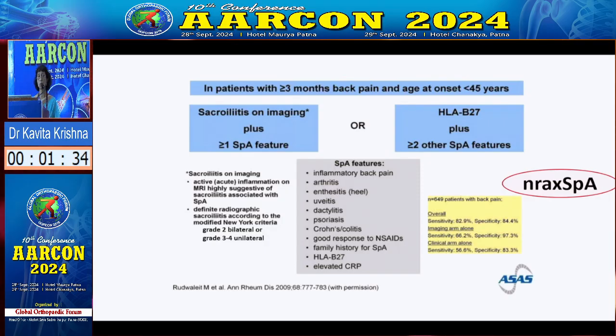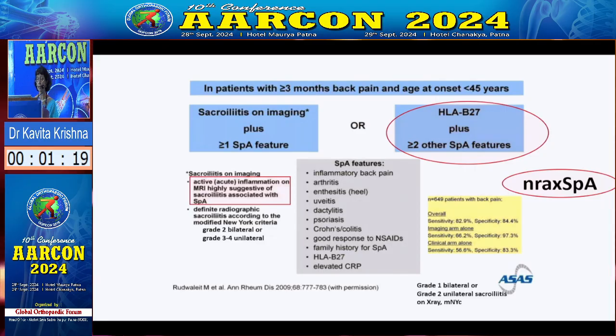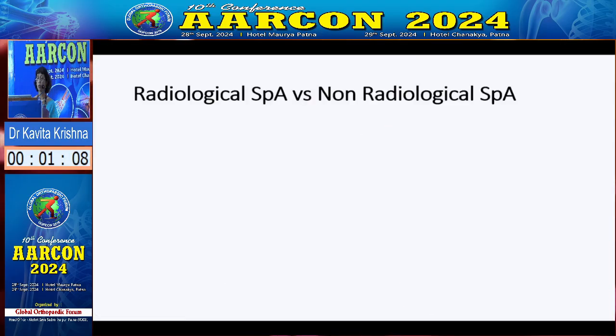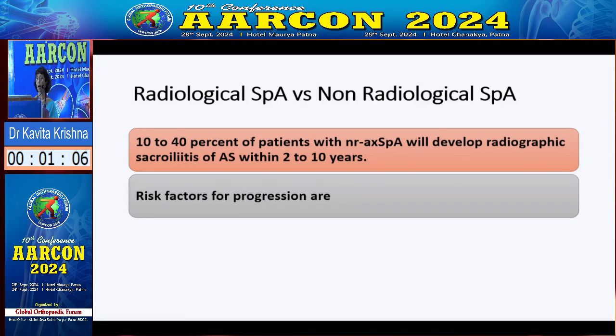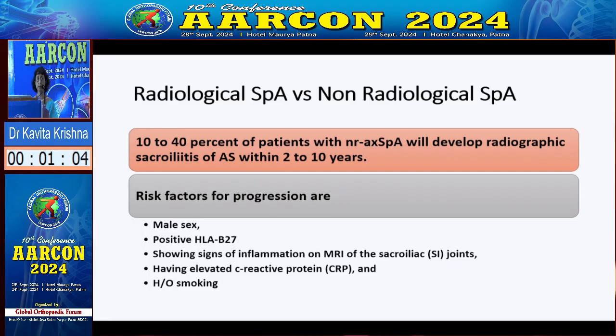The question comes: what is non-radiographic SPA? That is one thing that is mentioned in many conferences. Whenever you have active acute inflammation on MRI, it is sacroiliitis, but many of the patients do not have these features on X-rays. If you have a grade 1 bilateral or a grade 2 unilateral sacroiliitis, then again it becomes a non-radiographic SPA. So in short, radiographic versus non-radiographic SPA are actually a spectrum of the same disease.